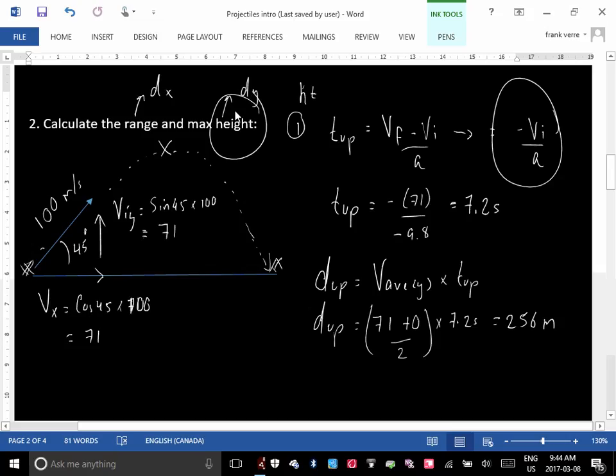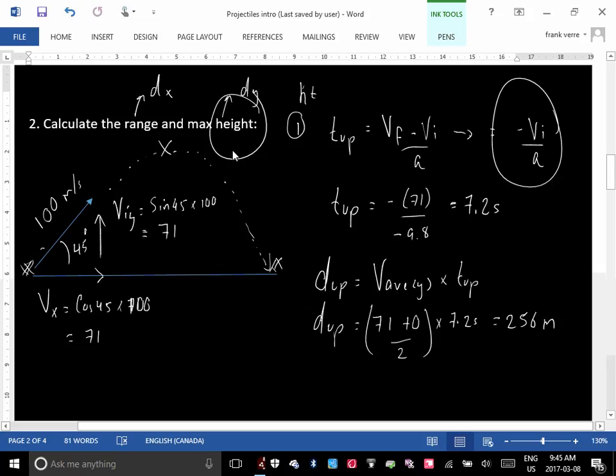Okay, so the max height of a projectile is when you get to the top of the curve where the vertical component is 0. Because if there's still a vertical component that's positive, that means it's still going up. But if the vertical component is 0, that means you've got to the top. If the vertical component is negative, though, that means the projectile is coming down.